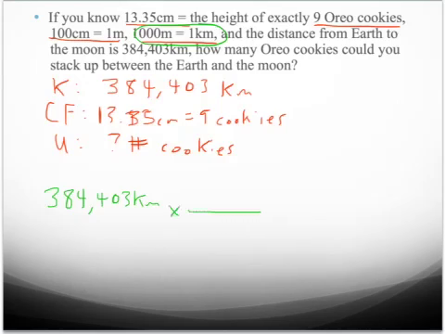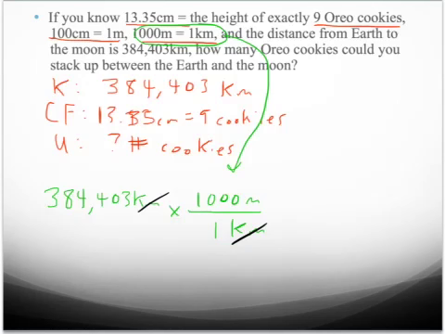So after writing the known, we're going to multiply by the conversion factor. We need kilometers in the denominator so that the units cancel. So we're going to use this exact same conversion factor. 1 kilometer is equal to 1,000 meters. And we are going to have kilometers cancel. So there are the kilometers canceled.